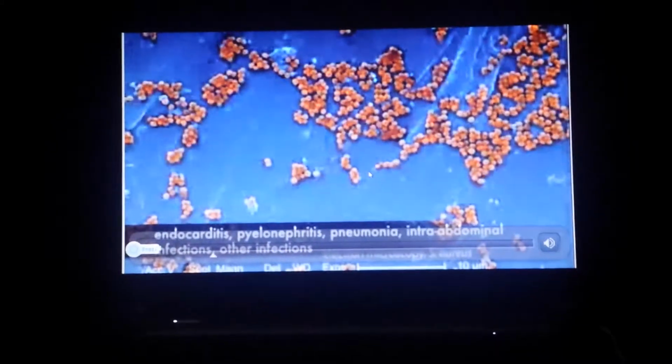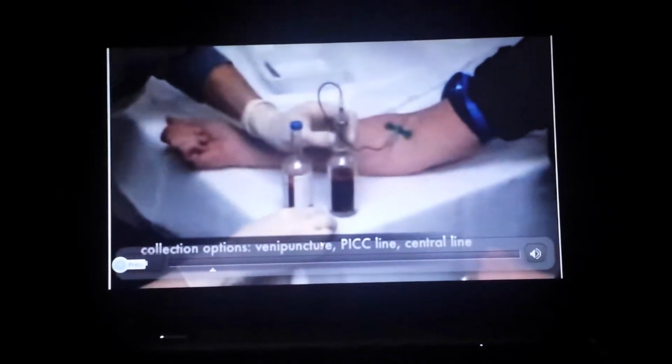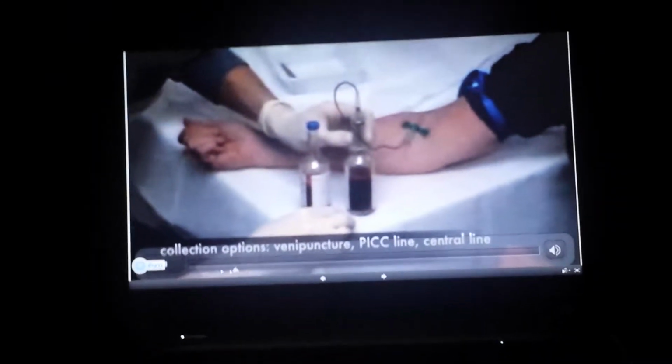Bacterial pneumonia and intra-abdominal infections. In some cases, yeast are recovered in blood cultures as well. Blood culture is usually performed by venipuncture, but can also be collected from indwelling lines. Aerobic and anaerobic.